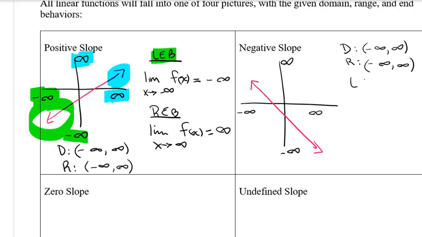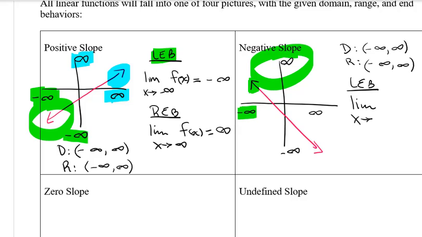Now when we look at the left-hand behavior, so now we're going to look at the left side. I have to look and see what direction my function goes. Well, it goes up. And on the y-axis, the part that's up is infinity. So when we write that, we would say the limit as x approaches negative infinity of our function f of x is going to be, since it goes up, positive infinity.